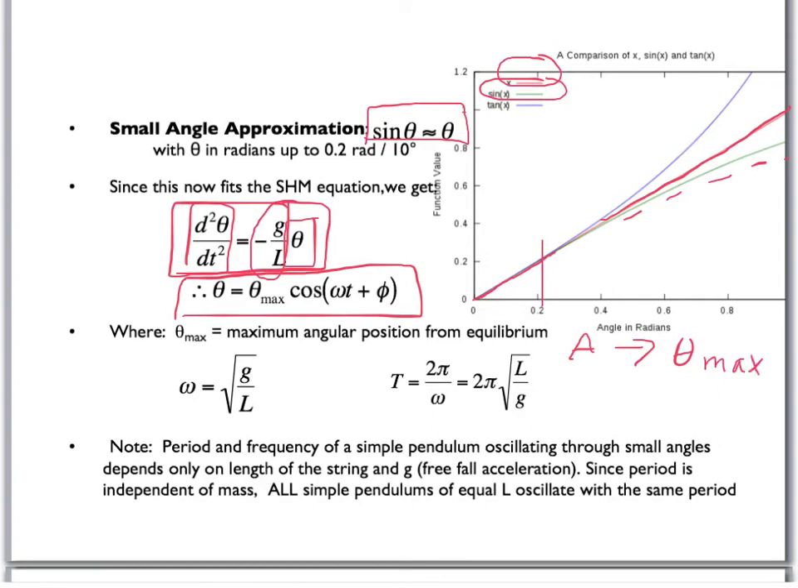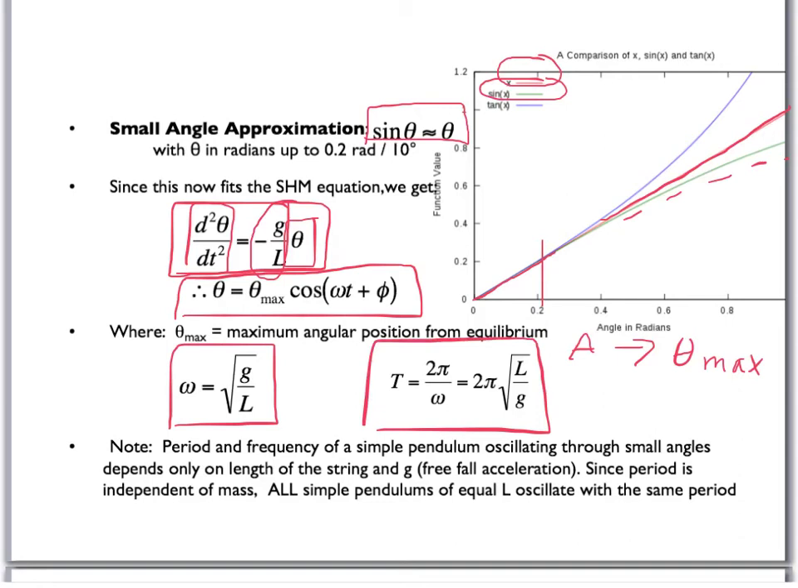In this case, omega would be equal to the square root of g over L, and period is of course still 2 pi over omega, but since omega is the square root of g over L, we could now write the period as 2 pi times the square root of L over g.